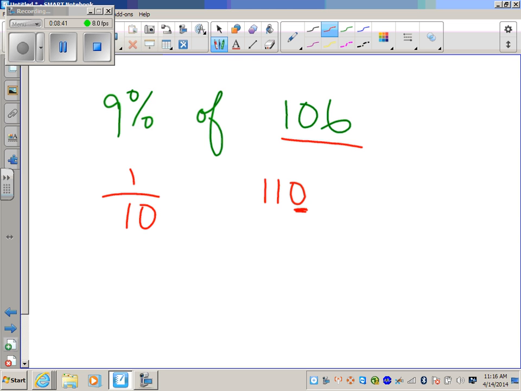What is 110 divided by 10? 11. How many 11s do I need? Therefore, 11 is your answer.